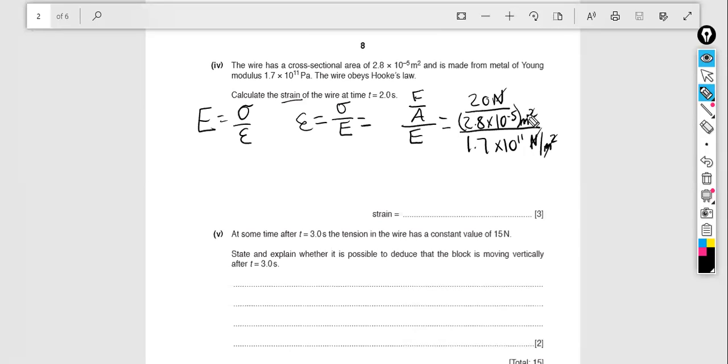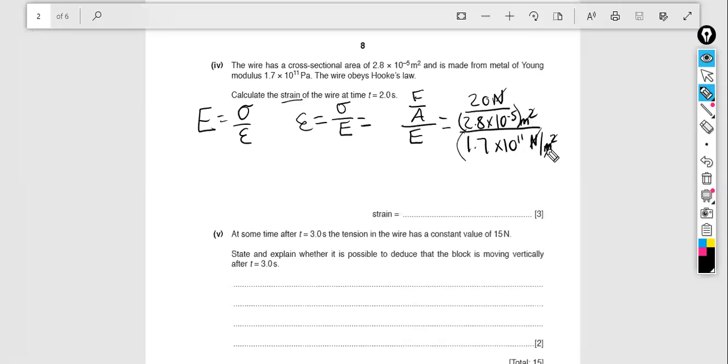So now I've calculated the stress. It's 714,285. But I don't really need to know that. I want to take that stress and divide it by the Young modulus. And so divided by, open parentheses, 1.7 times 10 raised to the 11, close parentheses, right? Use grouping symbols when you're dividing by values in scientific notation.